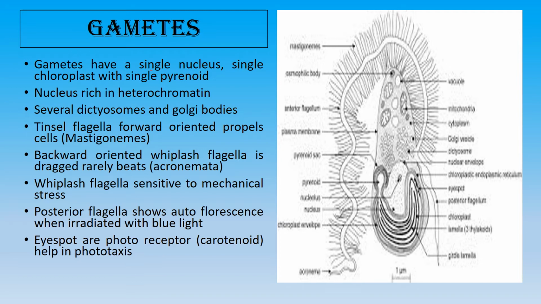They are biflagellate and have a single nucleus. They have two flagella, one is the tinsel and the other is the whiplash. The anterior one is tinsel and the posterior one is whiplash. I have drawn the gamete wrong, it will be pyriform. So the gamete is pyriform and has two flagella.